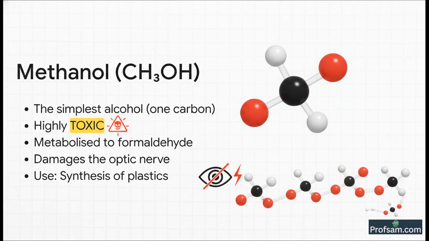So, to summarize methanol, it is the simplest alcohol with just one carbon atom. It is highly toxic. Why? Because our body metabolizes it into formaldehyde and formic acid, which cause severe damage to the optic nerve and the brain. Its main industrial use is in the synthesis of plastics.